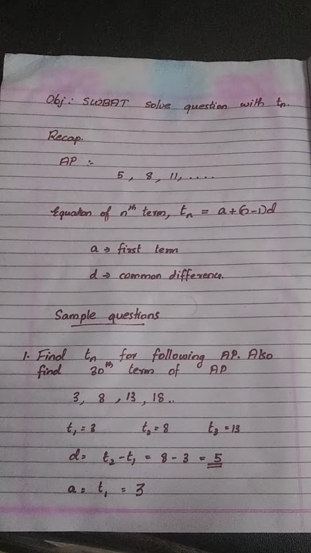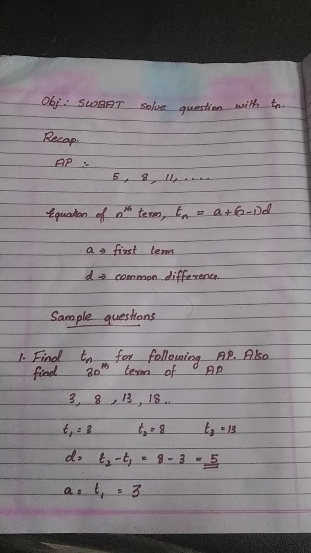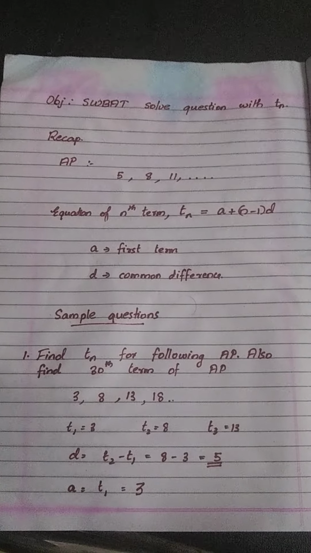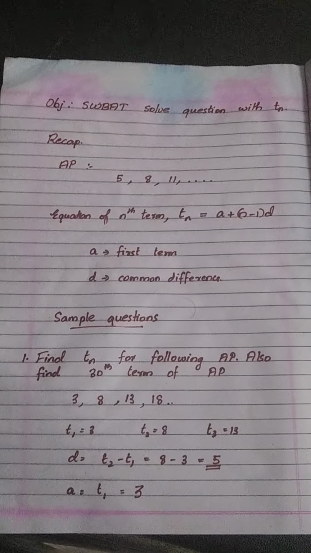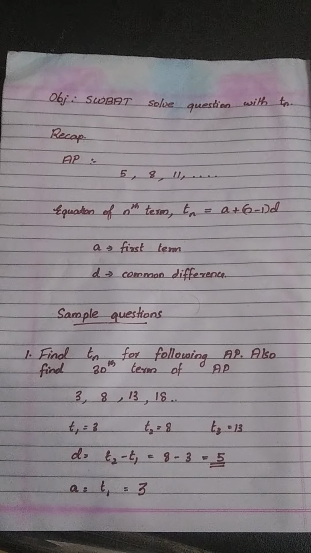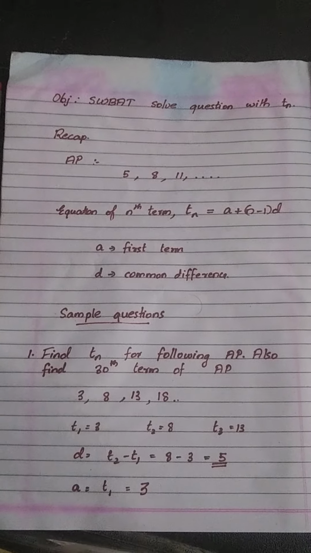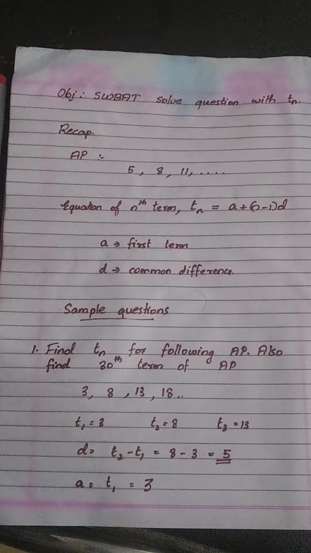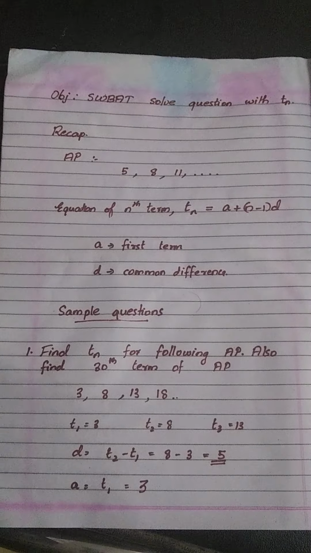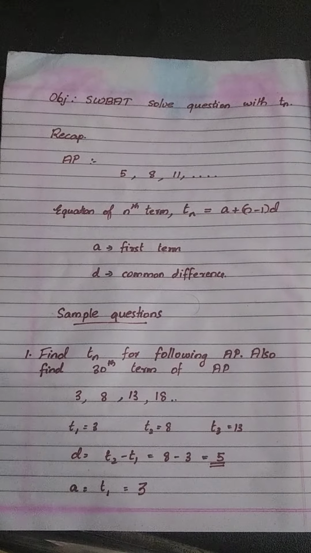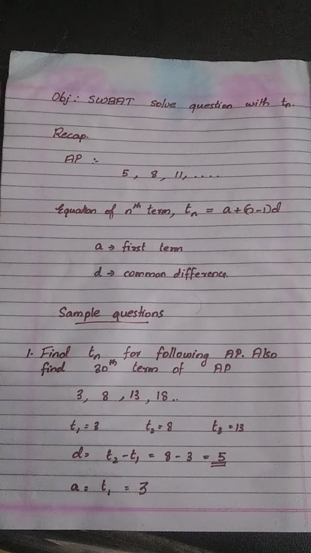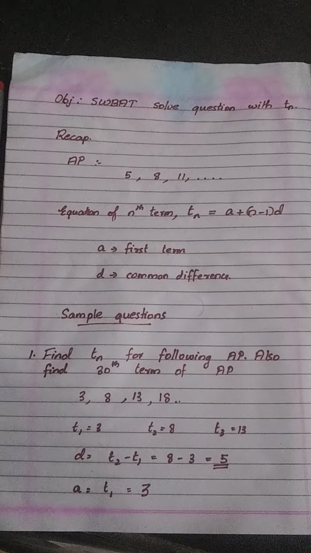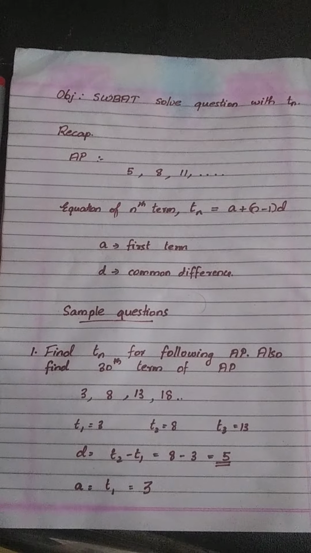It is a sequence in which there is a common difference between the numbers, like 5, 8, 11. The difference between 8 and 5 is 3, between 11 and 8 is 3, so the common difference is 3. So the equation of the nth term is Tn is equal to a plus n minus 1 into d. A is called the first term, so in this equation the first term is 5 and d means common difference.